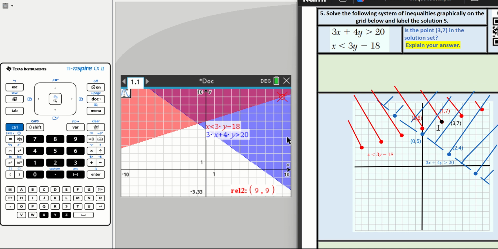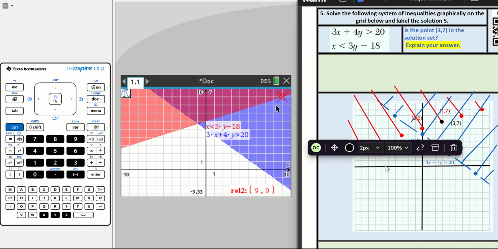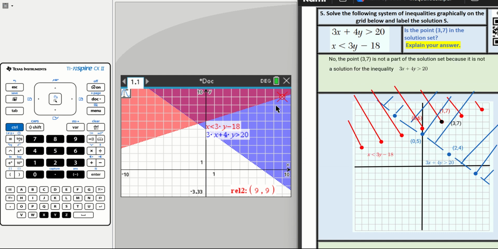And notice clearly in the blue, it's within the lines of the blue, our first inequality, 3x plus 4y is greater than 20. But notice that it's right on the dot of our second equation, and that's a dotted line. When you have a point on a dotted line, it's not a solution. It needs to be a solution to both inequalities to be part of the solution set. So no, the point 3, 7 is not part of the solution set because it is not a solution for the inequality.